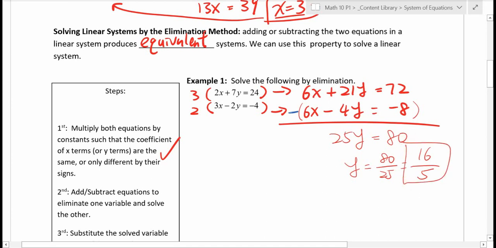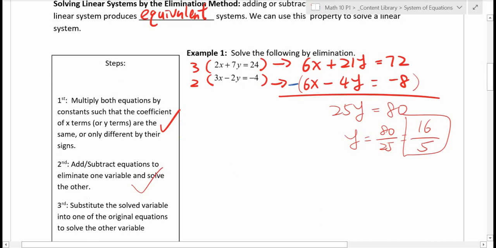Now, once we have the y value, then we can solve for x. So again, that's the second step. Just like before, once we have the y value, we can substitute that y value into the original equation, and then we can solve for the other variable. Now, does it matter which one we plug it into? Doesn't matter. Okay, I'm going to plug into the second one because the numbers, again, are smaller.